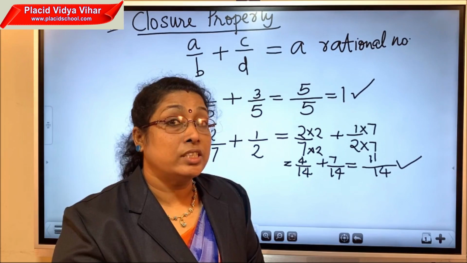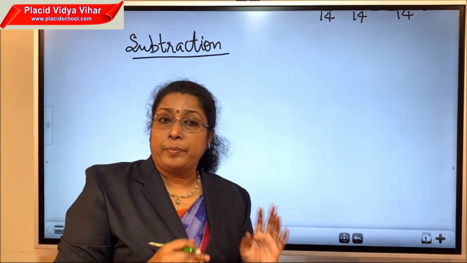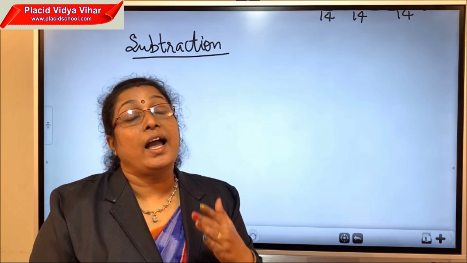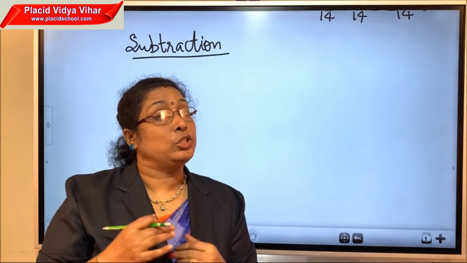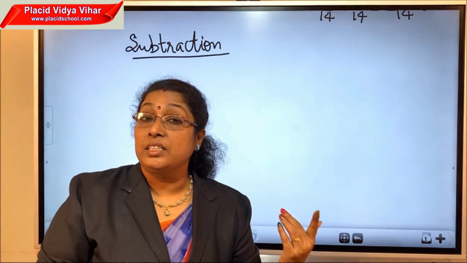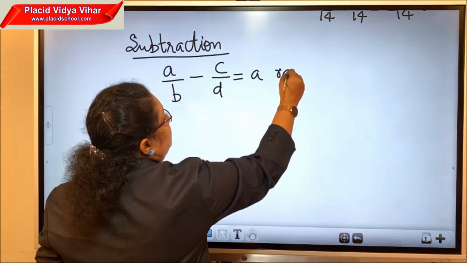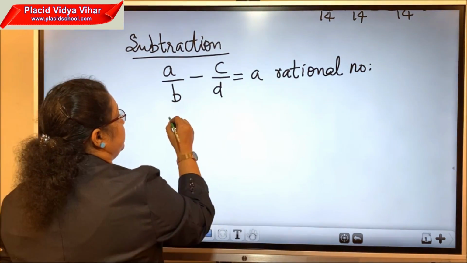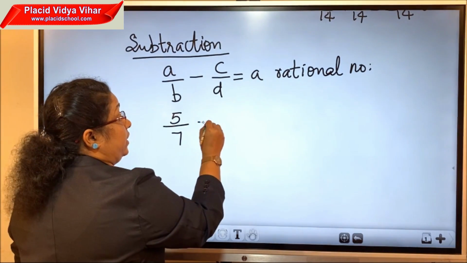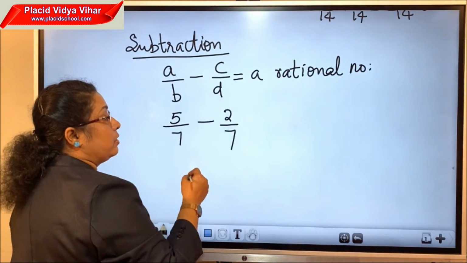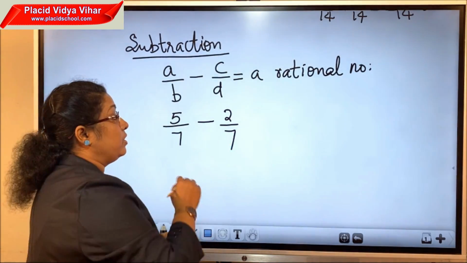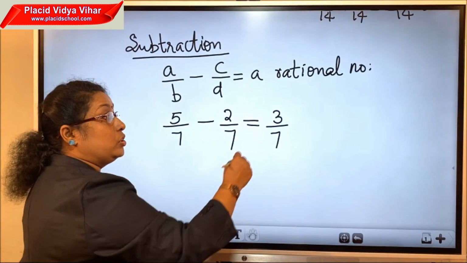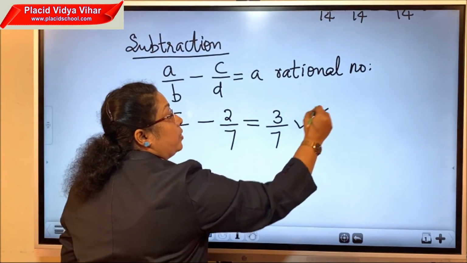Now we can check for subtraction. In the case of subtraction, we must check if a by b is a rational number and c by d is a rational number. If we are subtracting these two rational numbers, the answer that is getting is also a rational number or not, we can check. So first let us take two rational numbers having same denominator. 5 by 7 minus 2 by 7. 5 by 7 is a rational number, 2 by 7 is a rational number. What is the answer? 5 minus 2, it is 3 by 7. So this is also a rational number. So here closure property satisfies.